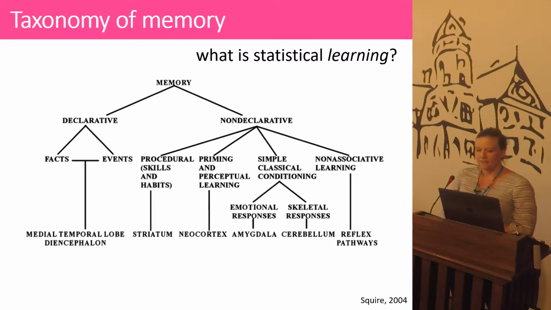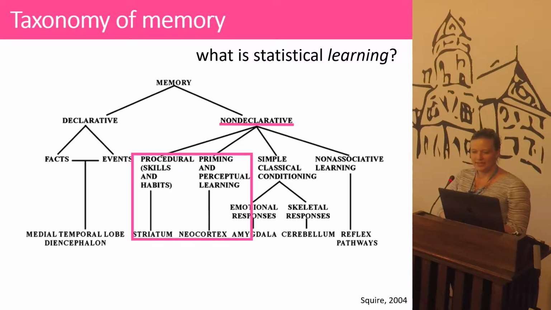So here, memory is typically divided into two major subsystems, declarative and non-declarative. People talk about declarative as the verbalizable or explicit memory system, and non-declarative as the non-verbalizable or unconscious implicit memory system. And statistical learning is typically placed in this bin, although there is increasing evidence that this might not be the best place, or at least not the only place for it.